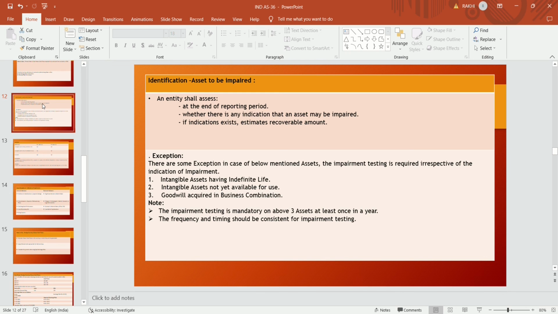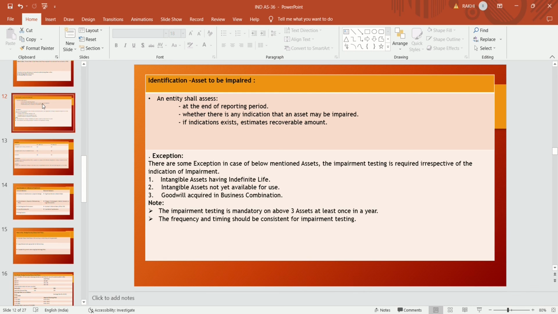Each and every asset is to be tested if there is an indication, and the management needs to do that testing. But in some cases, it is compulsory to do the impairment testing of that asset. There is no requirement that you will do the impairment test only if there is an indication. You will do the impairment testing even if there is no indicator. It is a mandatory process.